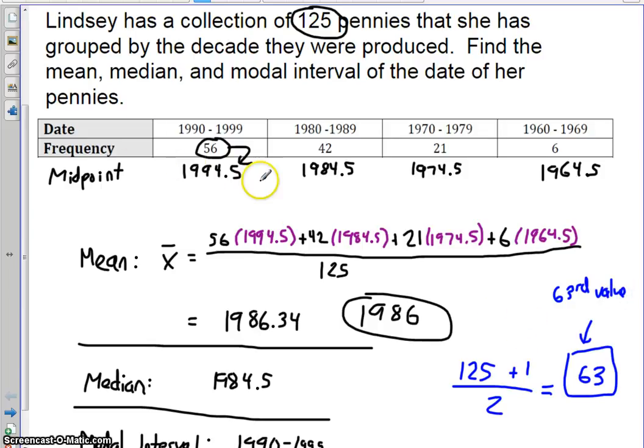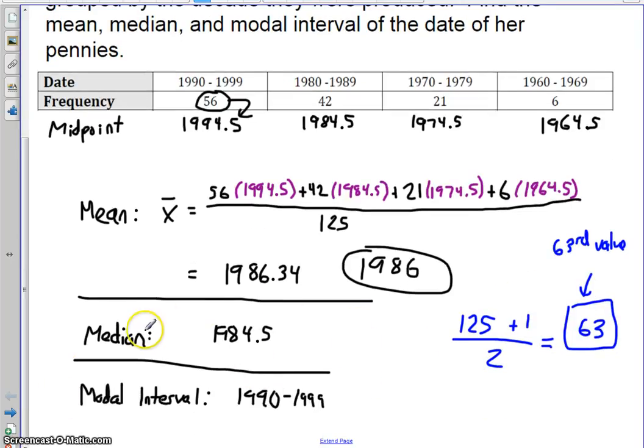Okay, so the first 56 are here, so the 63rd would follow in this interval right here, which is why my interval is going to be 1980 to 1989, or 1984.5 will be the value I assign for the median right there. Okay, so again, a nice little trick to help you find the middle value when you have large groups of data. Okay, and last but not least, the modal interval.